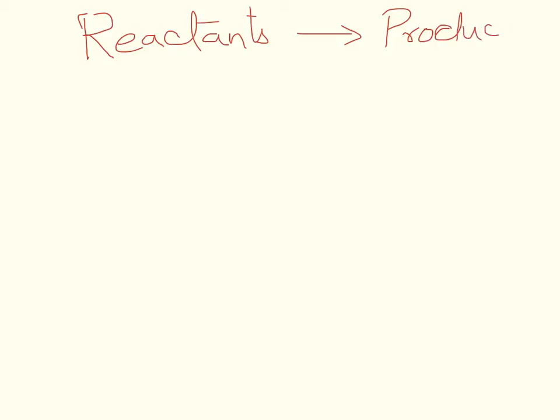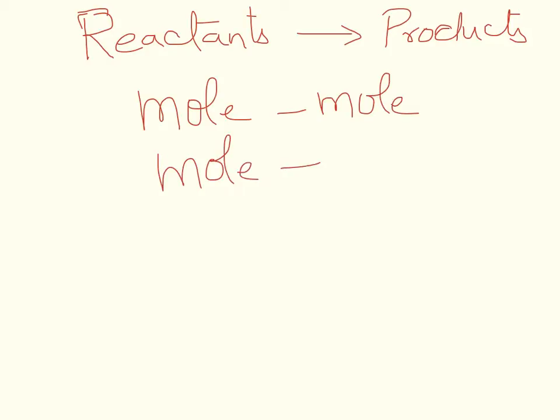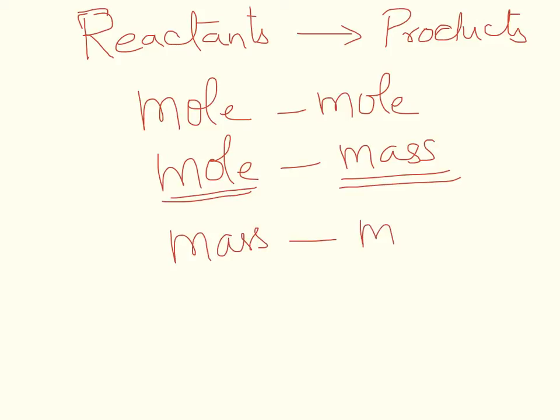Stoichiometry, like we learned, is the quantitative relationships between reactants and products. And when we say quantitative relationships, it could be a mole to mole relationship, as in moles of reactants to moles of products, or a mole to mass relationship between moles of reactants, moles of products, or moles of products to mass of reactants, and relationships between mass of product and mass of reactant.